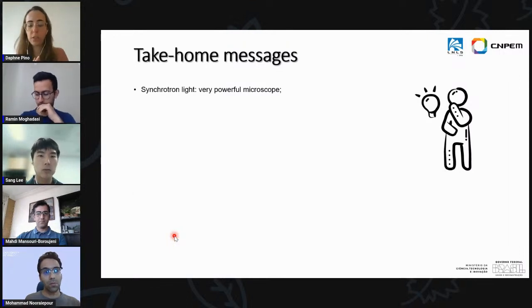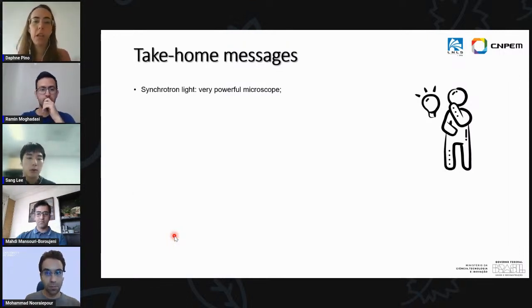So what I hope you remember from this presentation is that with synchrotron light, you have a very powerful microscope, because you can see things at a micro scale, and sometimes, depending on your experiment, even at a nano scale.